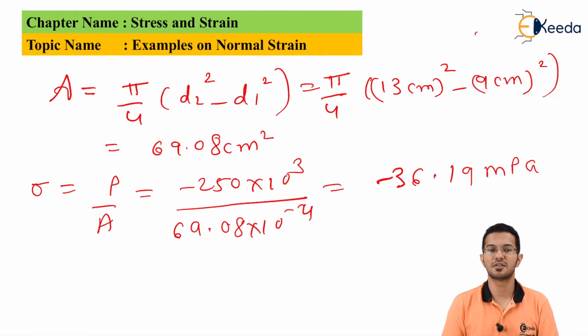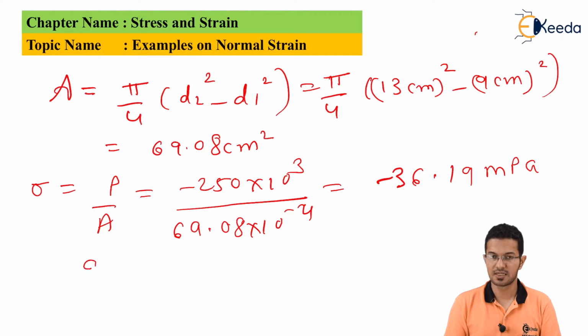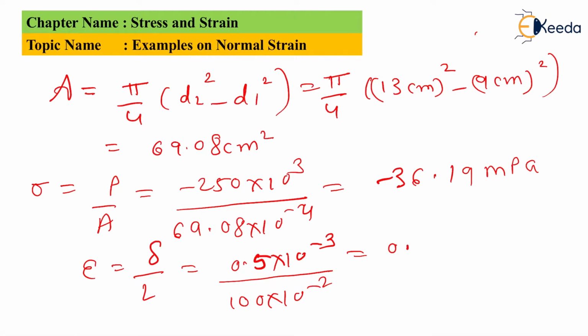Also, the compressive strain is epsilon, which is equal to delta upon L. So, the compressive strain is given to us as delta upon L, where delta is 0.5 into 10 to the power minus 3. And this answer comes out to be 0.5 into 10 to the power minus 3.